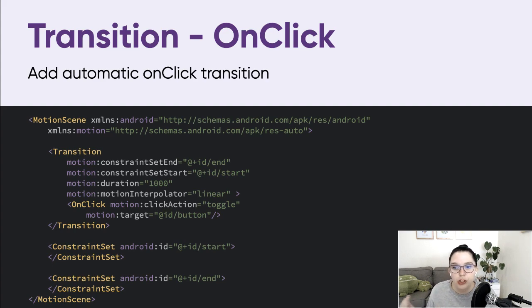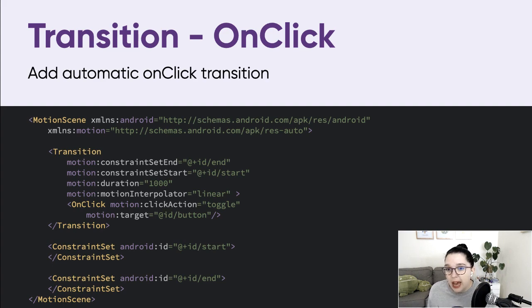So it'll automatically transition between the end and start constraint sets. And if we click it again, it'll go backwards. So it'll go from the end to the start constraint set. And that's what the toggle action will do. So this is pretty much a simple example of what we can do with constraint layout and motion layout.